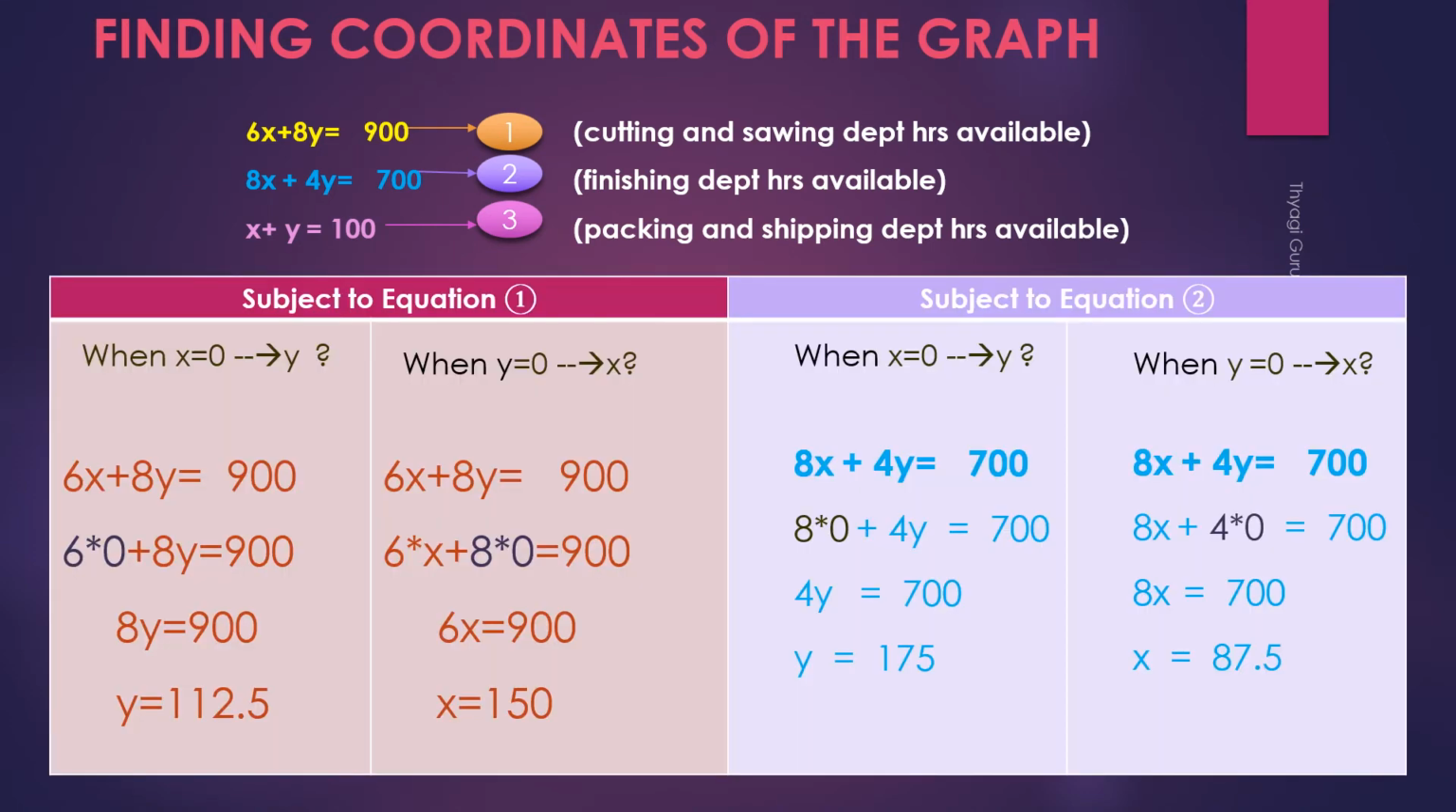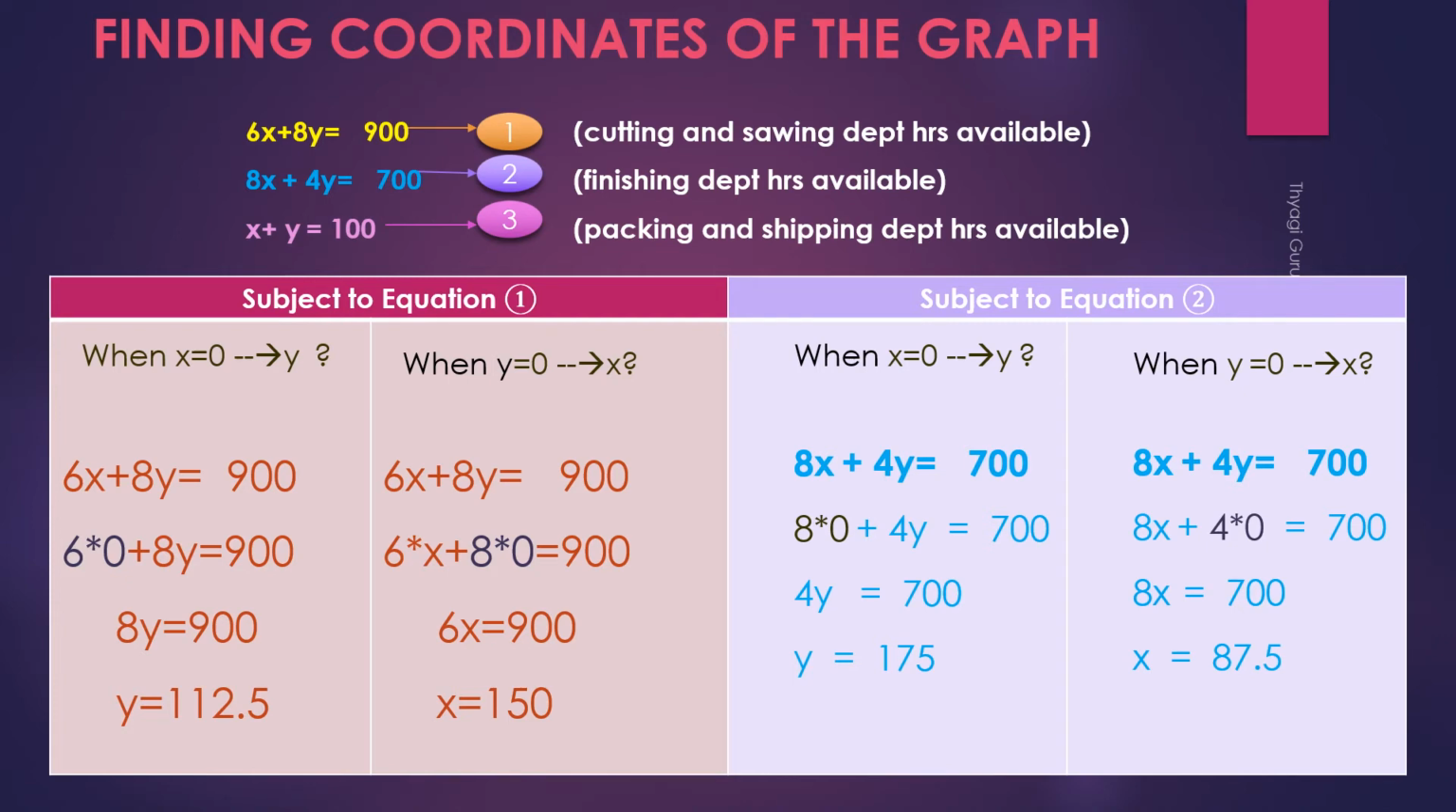Let's look at the first equation. So, we have to take when x equals 0, what is the value for y? According to that, it is found y is 112.5. Likewise, we are going to find when y is 0, what will be the value for x? When we solve this equation, the result reflects that x equals 150.